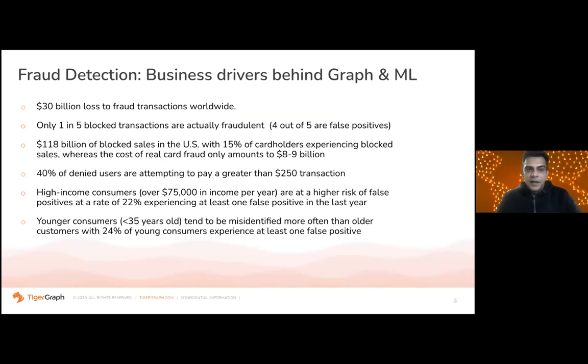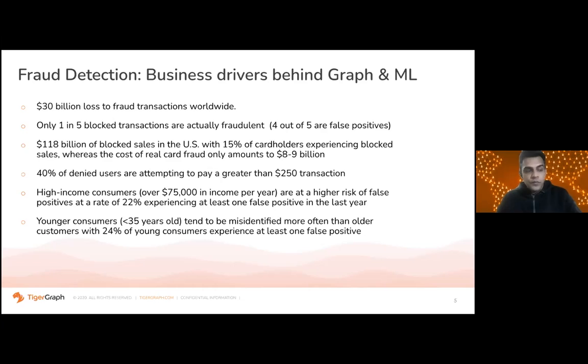With the introduction to graph and to TigerGraph done, let's move on to the real problem at hand. I pulled up this 2018 record data set, which talks about $30 billion in losses on fraud transactions worldwide. But the biggest challenge was that only 1 out of 5 blocks was actually fraudulent. 4 of the 5 were false positives. You can see the impact when $118 billion in sales were blocked, only in the United States.